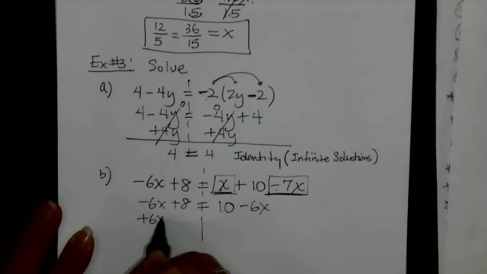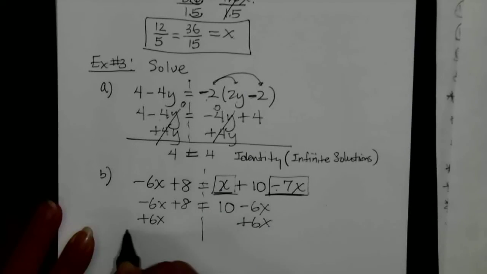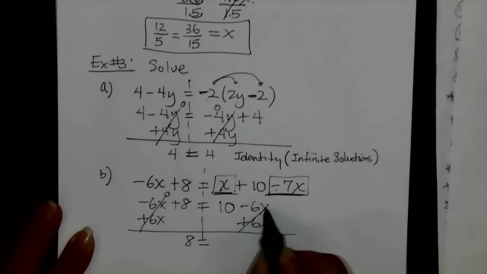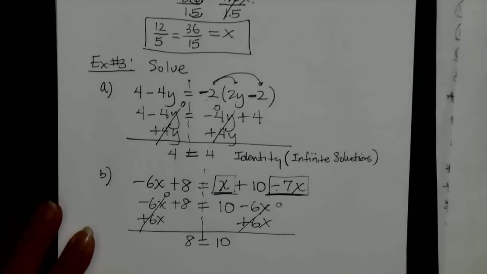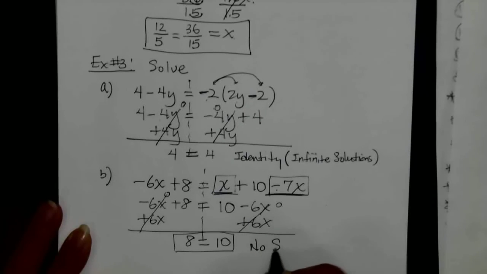Because you added 6x to both sides. 0 plus 8 is 8. Does 8 equal 10? No. So since 8 does not equal 10, this says no solution. You have to say no solution.